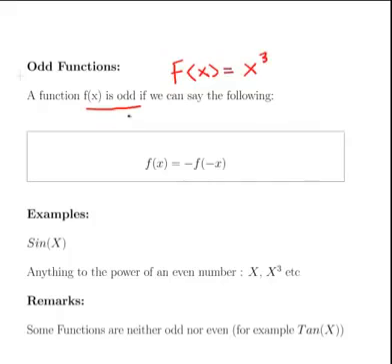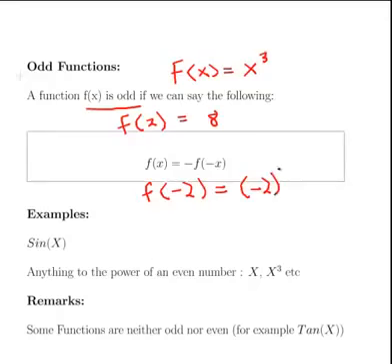Okay. f of 2 equals 8. That's 2 cubed. Now, f of minus 2 equals minus 2 cubed, and that's equal to minus 2 times minus 2 times minus 2, that's equal to minus 8. Okay, and there we could say that f of x is equal to minus f of minus x. So in that case, this would be an example of an odd function.